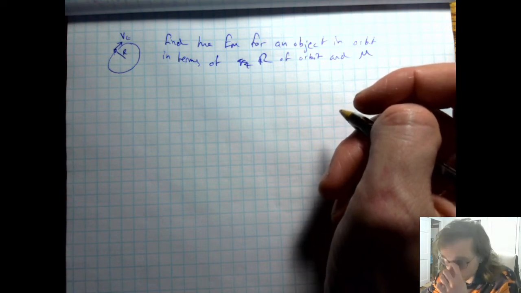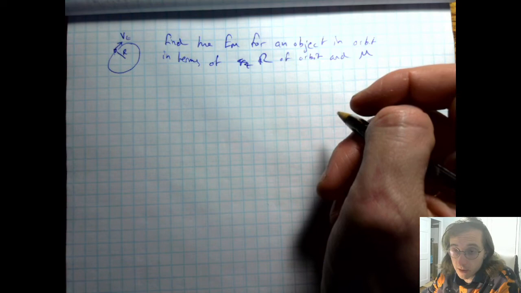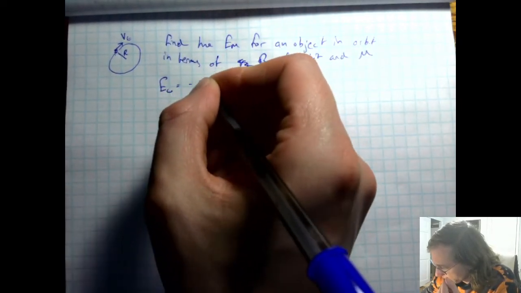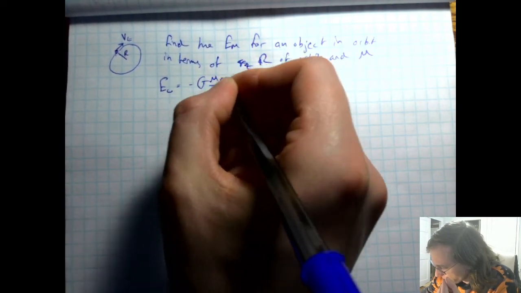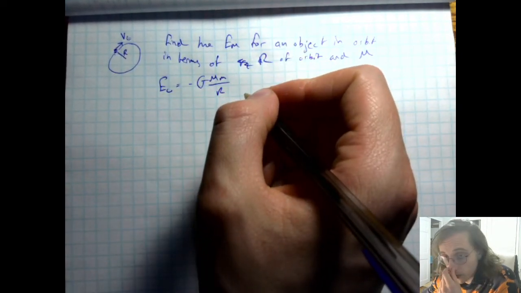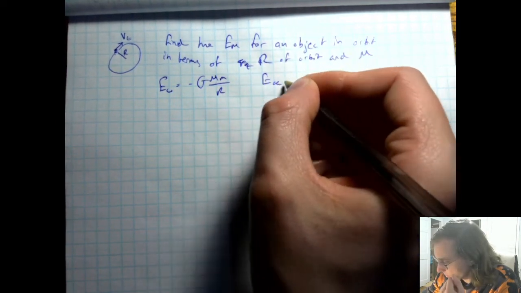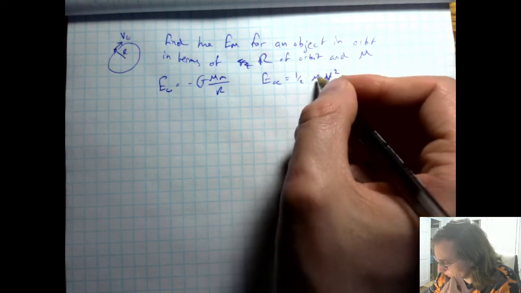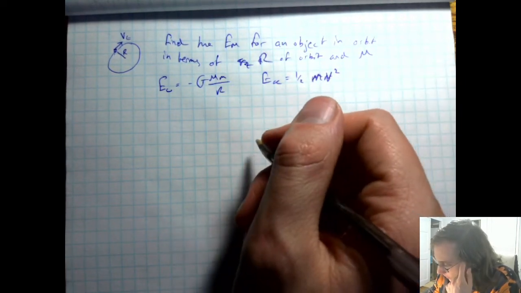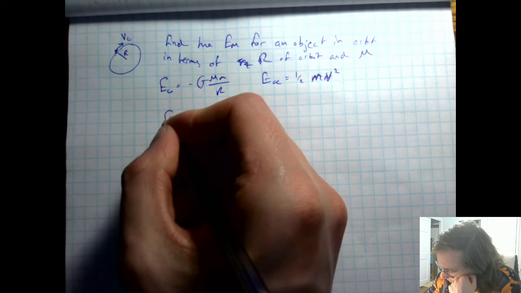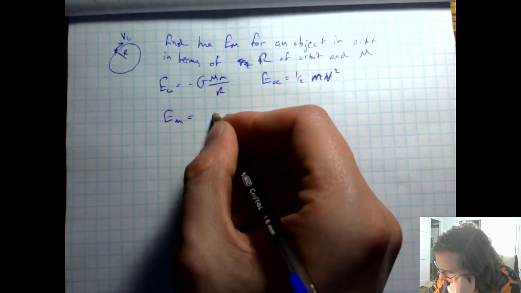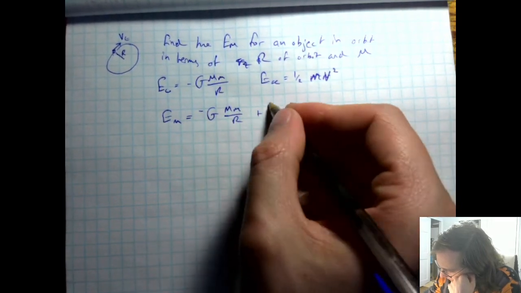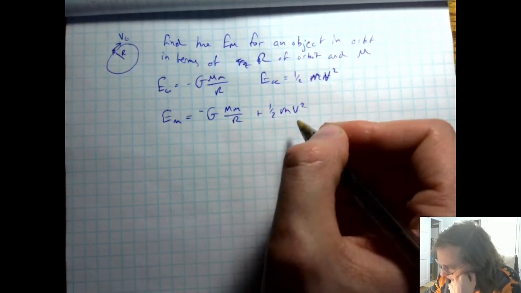So to do that, we want to start thinking about our potential and our kinetic. Our potential is negative G M over r. Our kinetic is 1/2 mv squared, lowercase m, v squared. Taking that and putting it into an equation to figure out what our mechanical energy is going to be, our mechanical is going to be negative G M over r plus 1/2 mv squared.